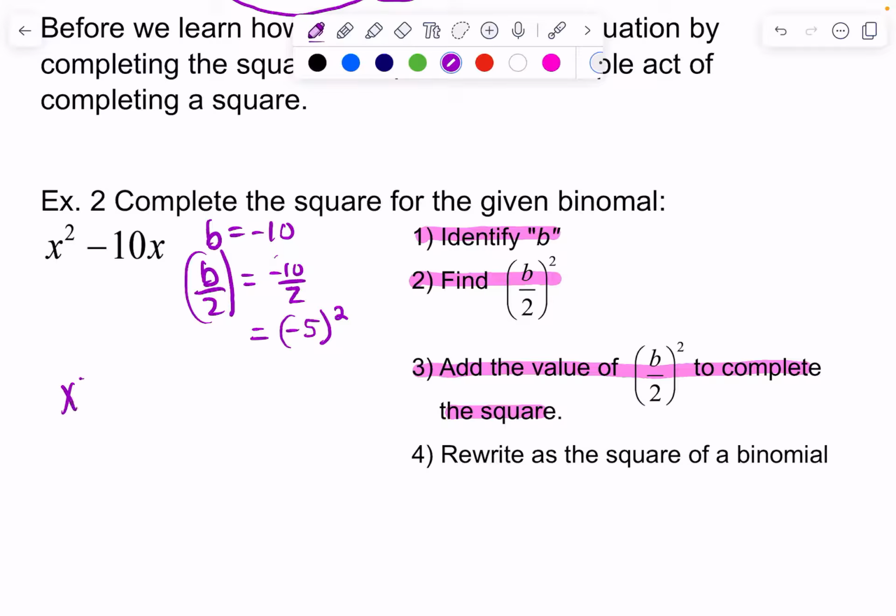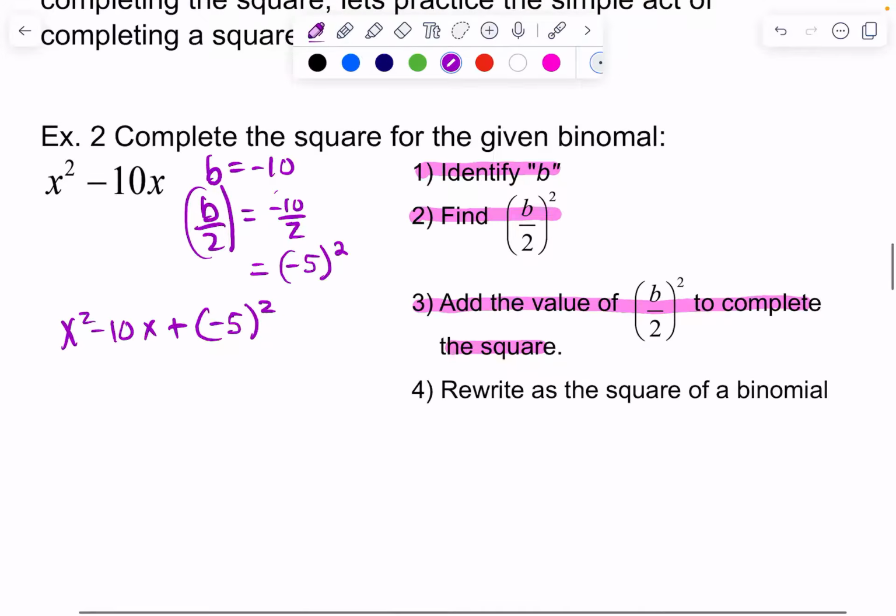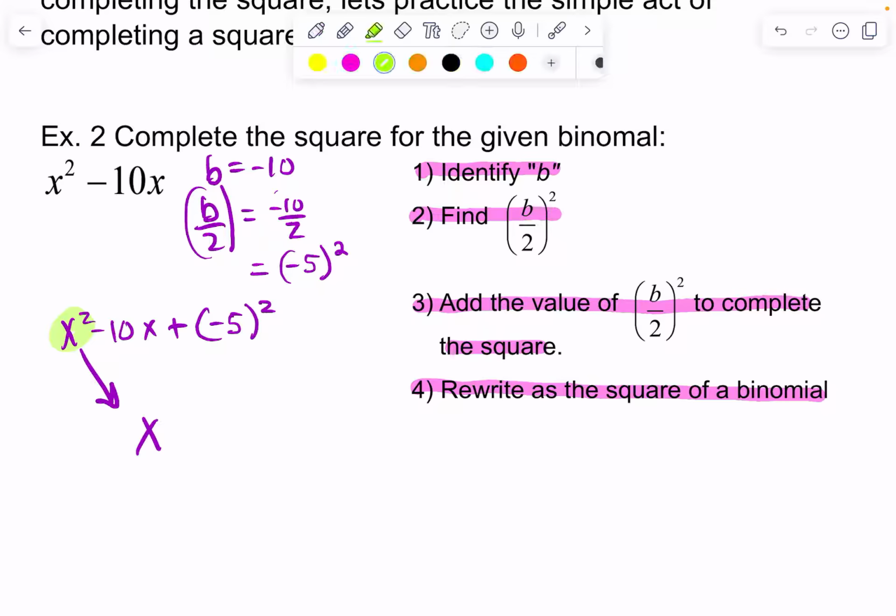So we have x² - 10x, and now we add (b/2)², which is (-5)². Leave it in that form, because now our last step is to rewrite it as the square of a binomial. The easiest way is to take the square root of the first term, x, and combine it with the square root of the last term, which is negative 5. Then we square that binomial, and boom, you're done. You just completed a square.